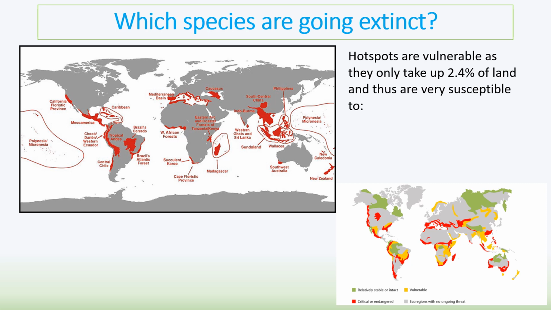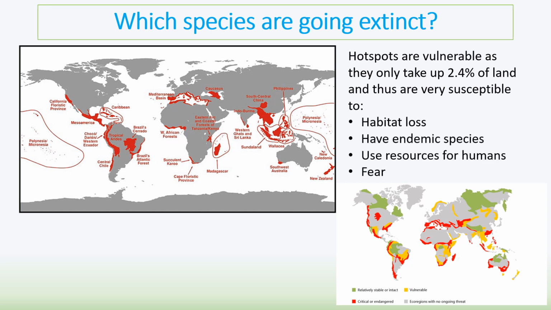So which species are going extinct? Well, some species are more susceptible to it, but particularly the hotspot species are, and this is due to the fact they're suffering habitat loss. They are endemic. Humans are using the areas more and more for resources, and in some cases it is actually just due to fear. So for example, tigers are hunted due to fear, and that therefore is causing a loss of biodiversity as a result.